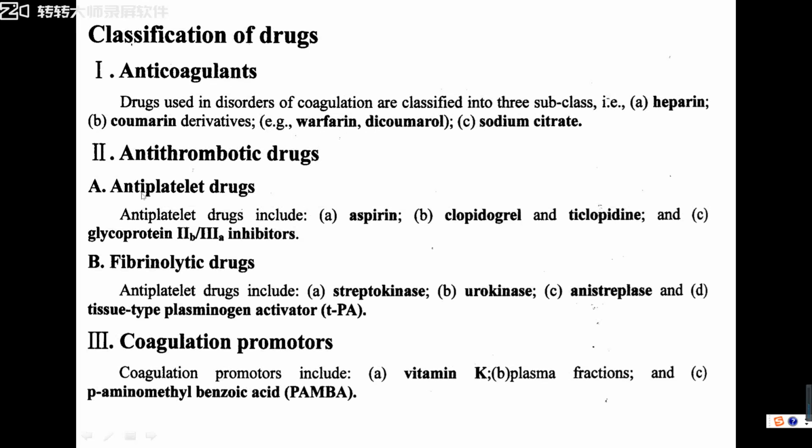And we also studied antithrombotic drugs such as antiplatelet agents, for example, low-dose aspirin, clopidogrel, ticlopidine, and so on. This class, let's continue. We will study fibrinolytic agents and then coagulation promoters, and then we will study the drugs used in the treatment of anemia.